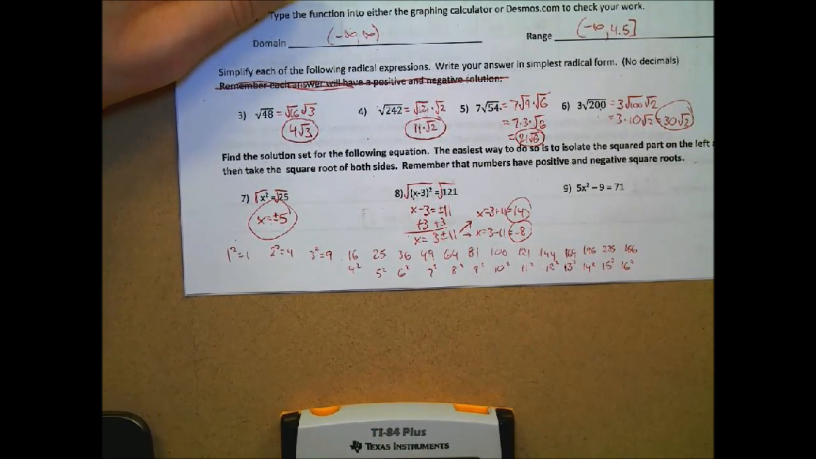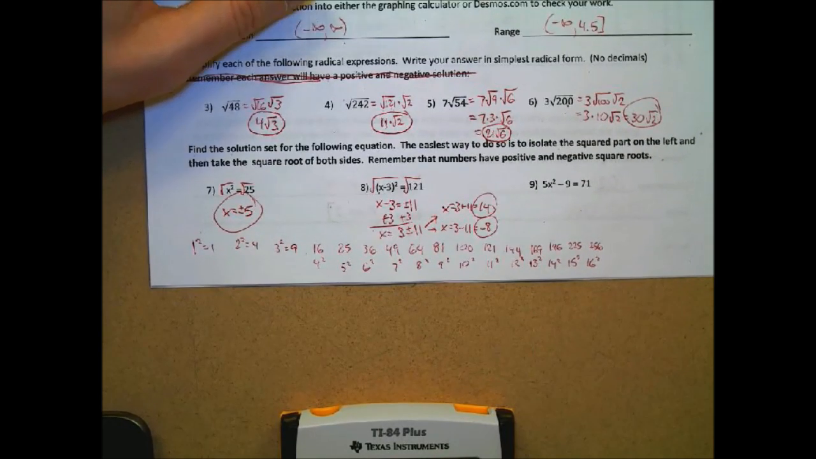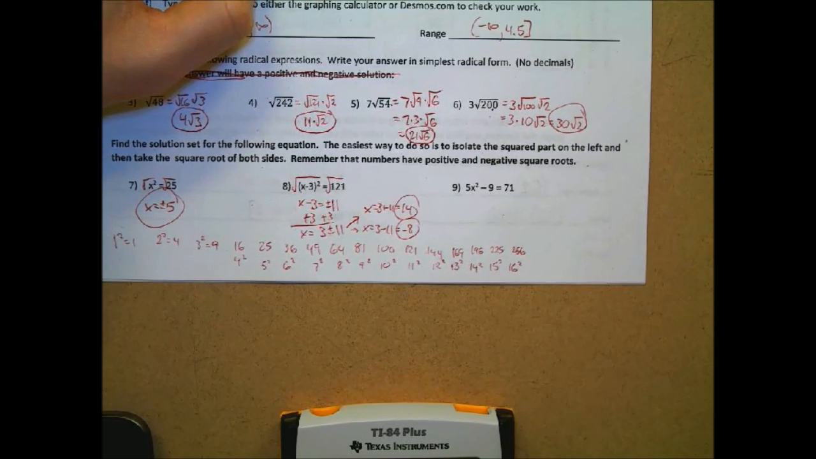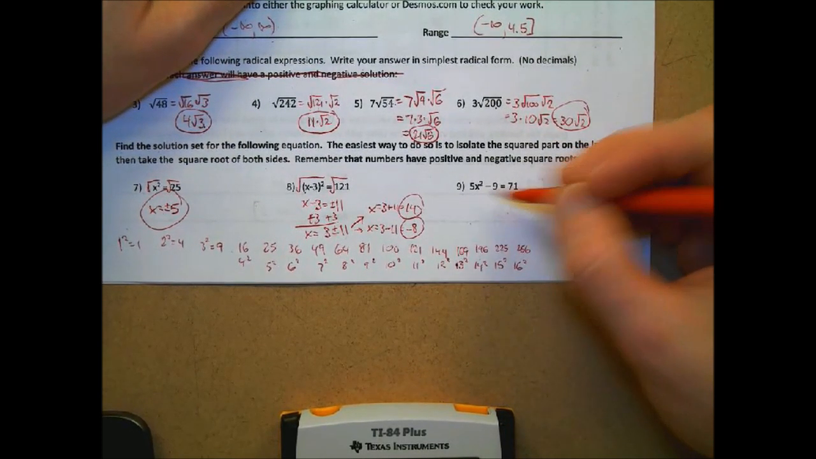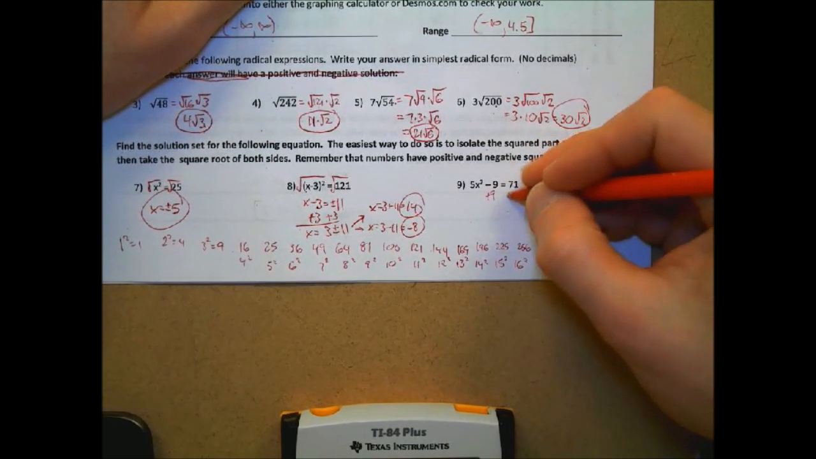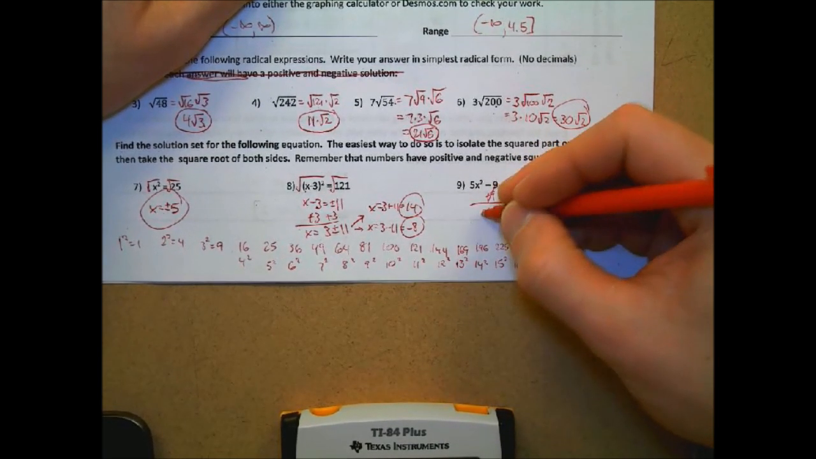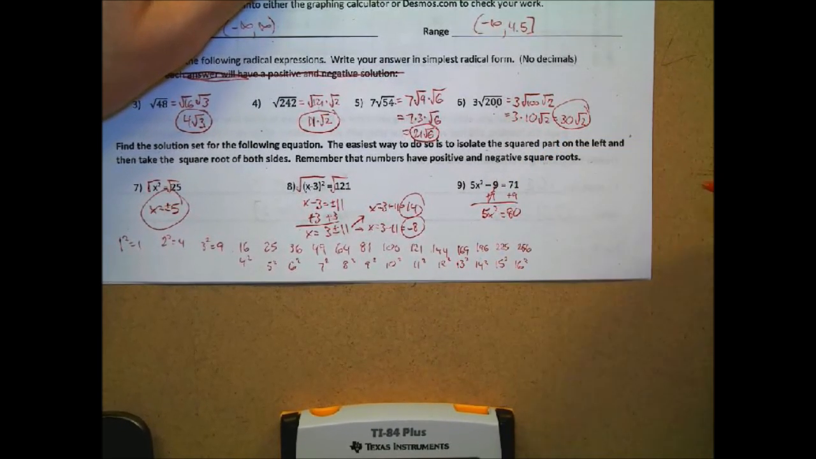All right. Let's take a look at another one here. Number 9. All right. Cameron, number 9. What should be my first step here, you think? Yes, good thought. Add 9 to both sides. We get 80. Then what? Cameron, go ahead.